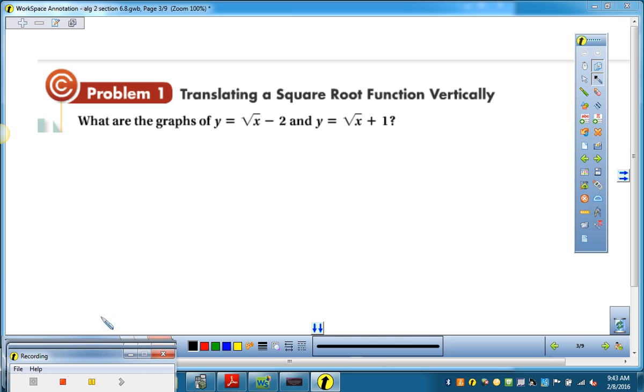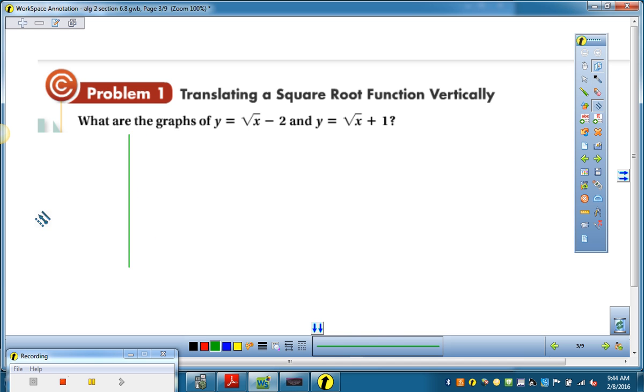So our first example, remember these are called translations and transformations. We're going to translate a square root function vertically. So, if my original function is the square root of x, which we've already practiced graphing twice, I'm just going to do a quick sketch of it here. Here's my original, square root of x. What happens to it when I do the square root of x minus 2? Down 2.